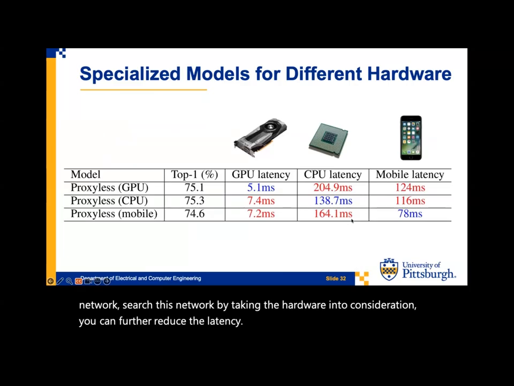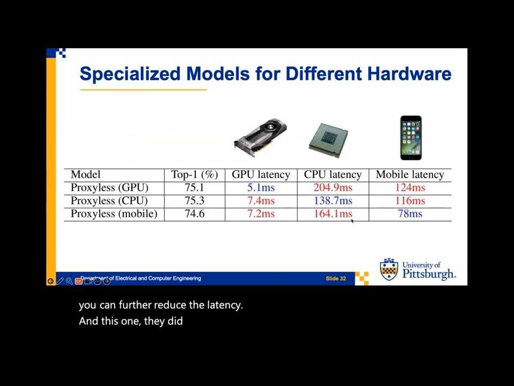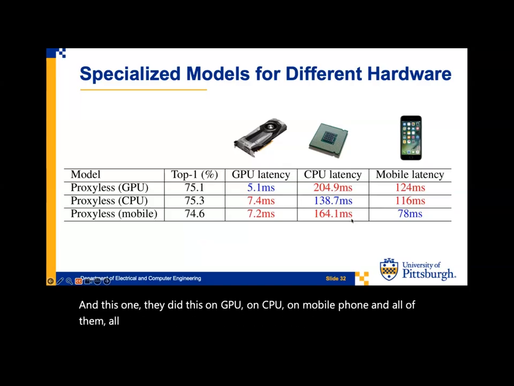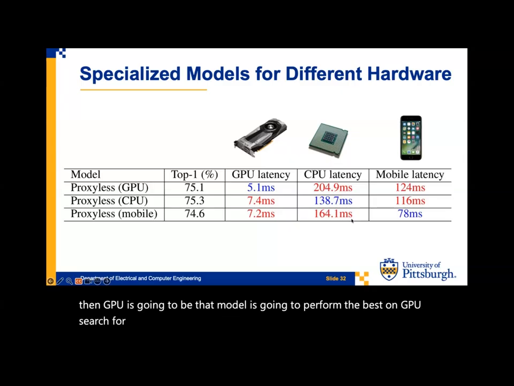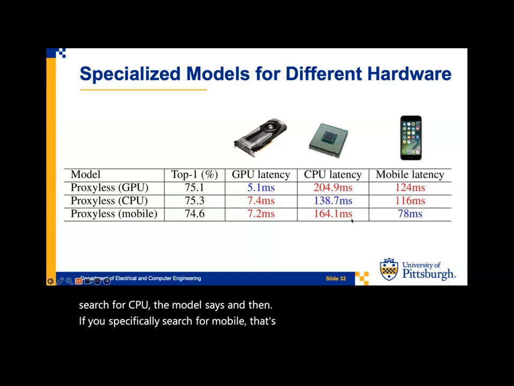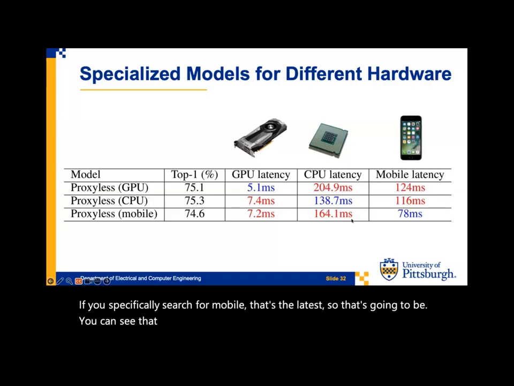And this one, they did on GPU, on CPU, and on mobile phone, and all of them show that, well, if you specifically search for GPU, then that model is going to perform the best on GPU. Search for CPU, the model is this, and if you specifically search for mobile, that's the latency. So you can see that if I search for mobile, 78 is going to be the lowest compared to the other two models.